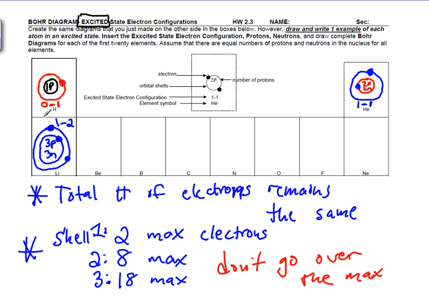So if you notice in any of these, we're not going over our capacity. In this first shell, we can hold a maximum of 2, but we only have 1, so we're not going over the max. In the second shell, a maximum of 8, we only have 2 in here, so we're not going over the max. Just make sure that the total number adds up to the original and that you're not going over the maximum.